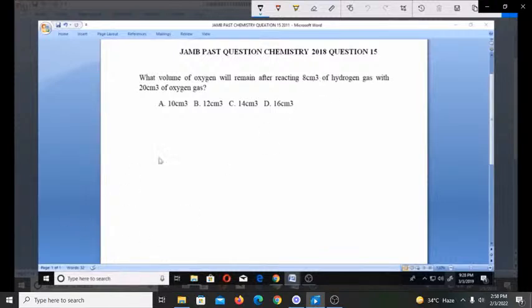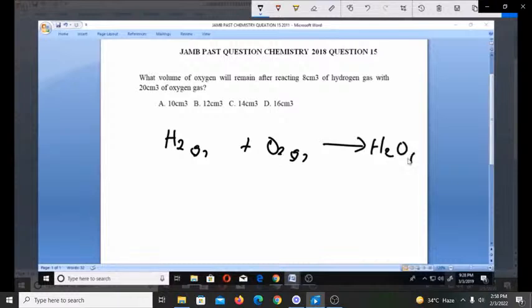Now, how do we solve this? This is a very simple one to solve because first of all, we need to write the equation of this very reaction of oxygen and hydrogen. So if you have hydrogen, which is H2 gas, reacting with oxygen, which is O2 gas, you are going to have H2O, which is water. Now, how do you balance this? We have 2 hydrogen here, 2 hydrogen here, 2 O. So how do you make this O to 2? We are going to put 2 in front here. But now the H is now 4, so we have to put 2 here.